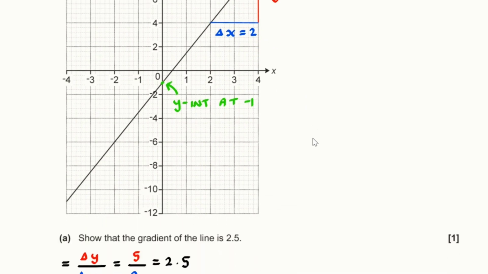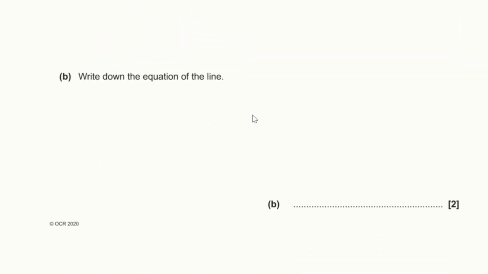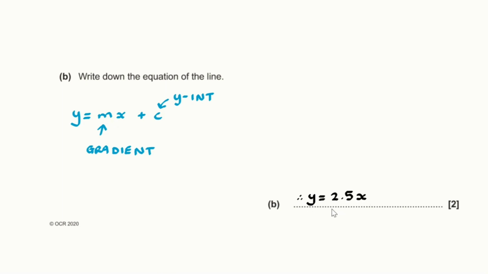At -1. So our equation of the line is of the form y equals mx plus c, where m is the gradient and c is the y-intercept. The gradient m is 2.5, so we've got y equals 2.5x plus c, and c is -1.